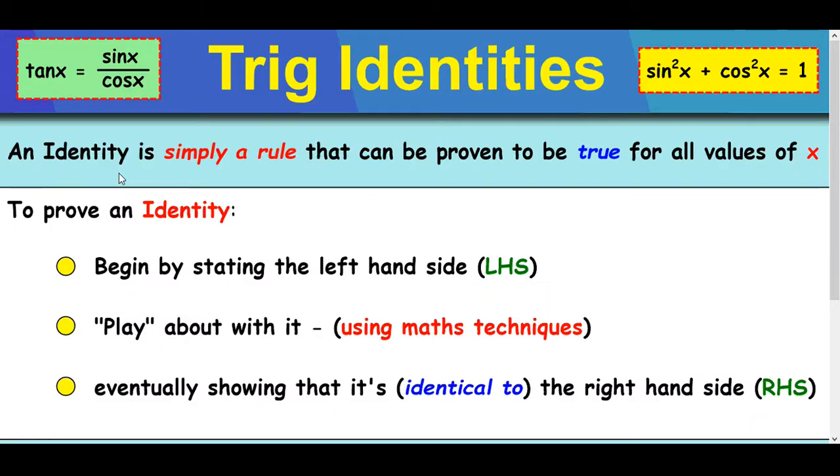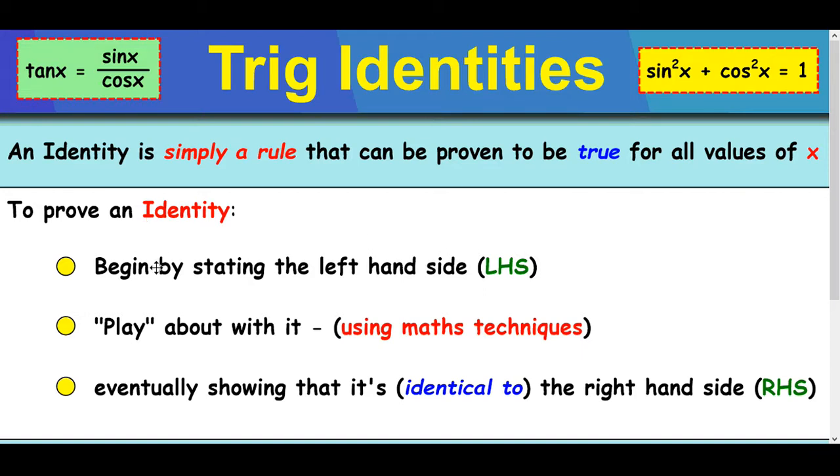So an identity basically is a rule that can be proven to be true for any value of x that you substitute in. So this should work here, this green one. It should work for any value of x. Then if you put in tan 40, that should be the same as sine 40 over cos 40. Same idea here. If you put in sine squared 40 plus cos squared 40, you should get 1 popping out. Any value of x it should work for.